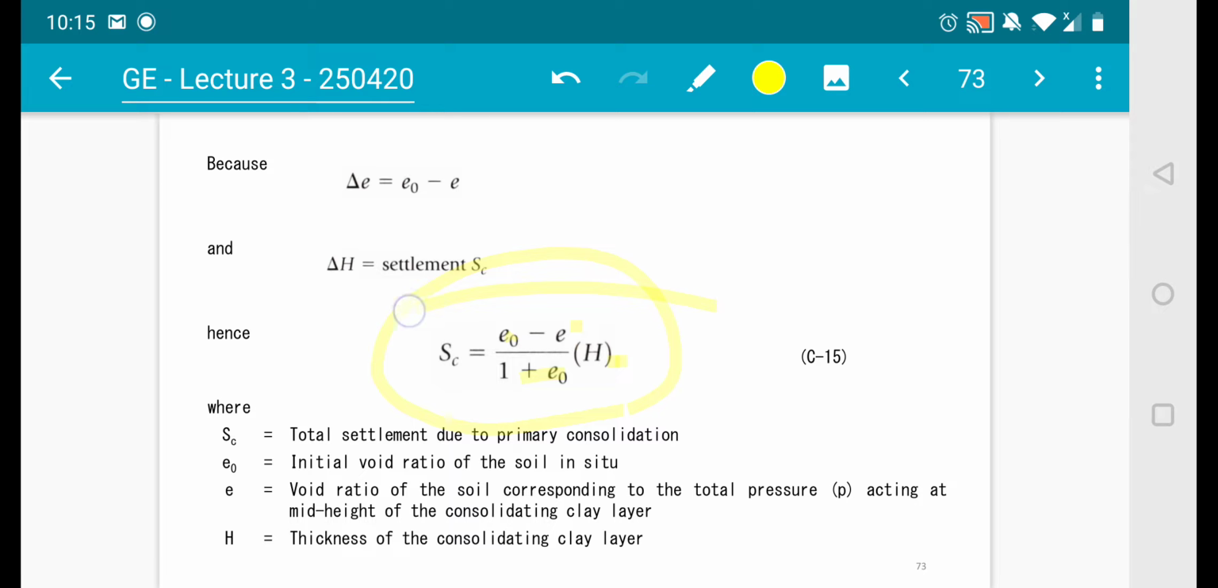And then for this part in geotechnical engineering, you should know the formulation for total settlement due to primary consolidation, which is capital S with a sub C.